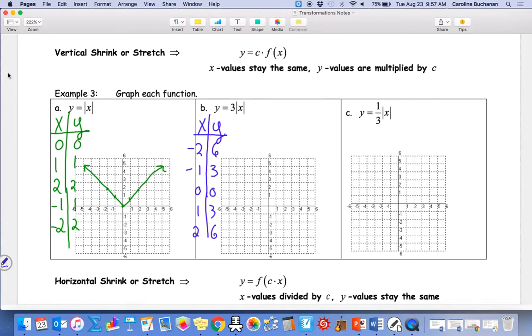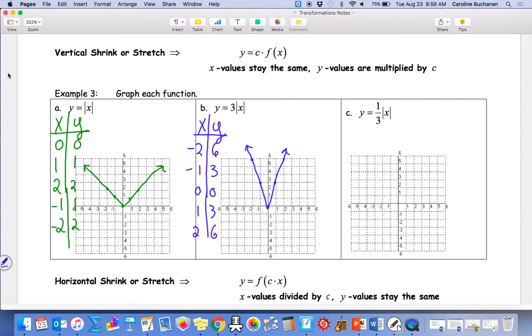Let's see what this looks like. So we have the point 0, 0 still. Then we have 1, 3, and negative 1, 3. And we have 2, 6, and negative 2, 6. And let's see how this looks compared to our graph in part A, the parent function.